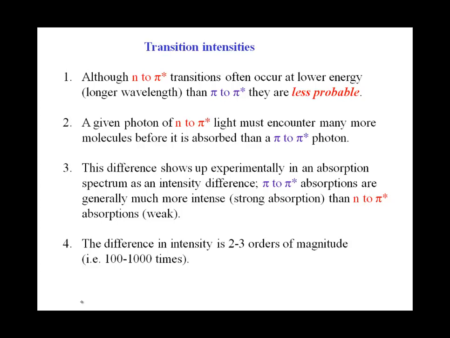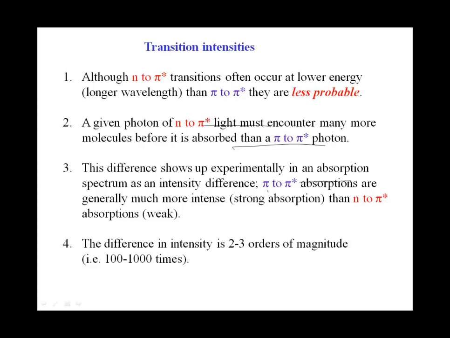So here we just summarize this, so that although the n to pi stars occur at lower energy, they're less probable. There's a number of ways you could think about this. One way is you have a photon coming in, and if it's less probable, it must encounter many more molecules before it's absorbed than a pi to pi star photon. So it's not going to be absorbed as well as the pi to pi star, and then the difference shows up experimentally as an intensity difference.